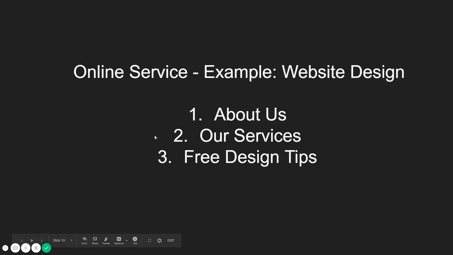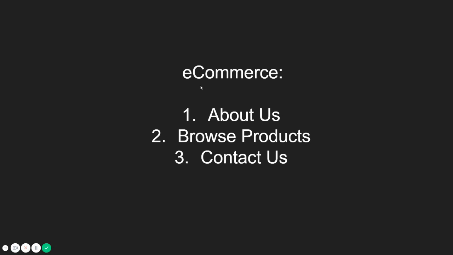But anyways, okay. And here's another one, eCommerce. You can have about us, you could have browse products. You could also have contact us. This would work also for Amazon businesses, where you could also list your products and have links that go directly to your products. All right, so let's go ahead and create some main menu flows.